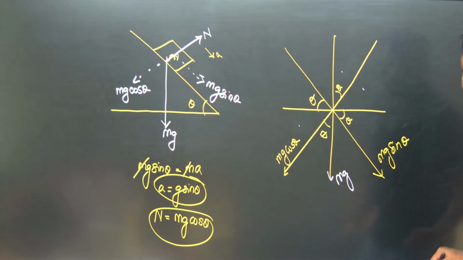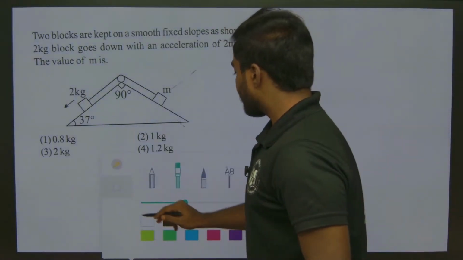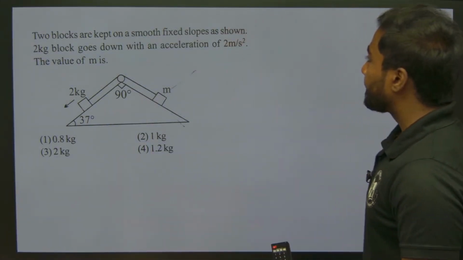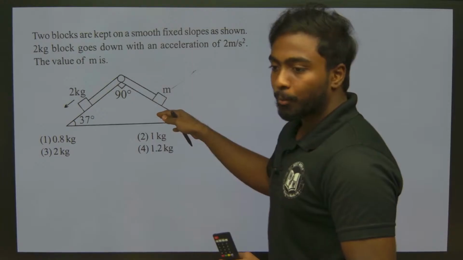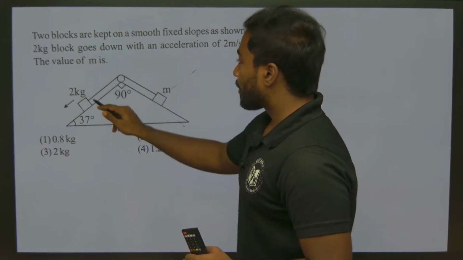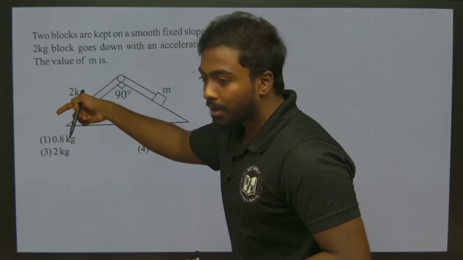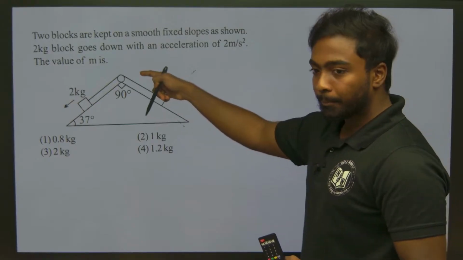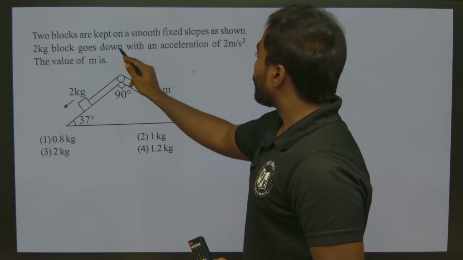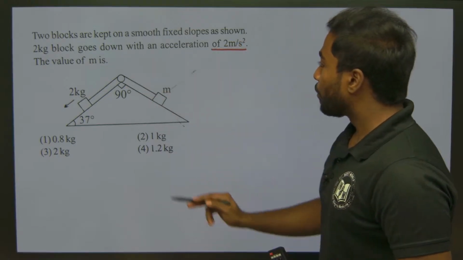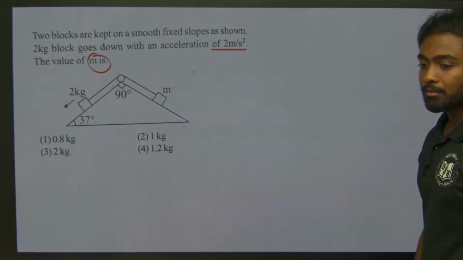Okay, now we will go for that question. In this question what they have mentioned is two blocks are kept on a smooth fixed slope as shown. These are smooth slopes. One is a 2 kg block, which goes down with an acceleration, so it is going down, which means this block is going up. If this is going down, this one will be going up. Going down with an acceleration 2 meter per second squared, what will be the value of mass m? This is the thing they are asking.